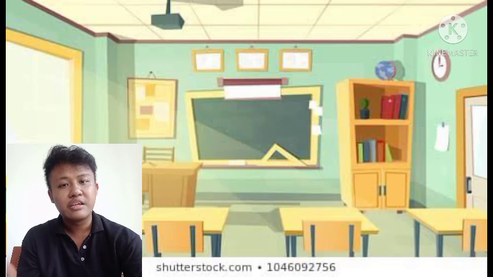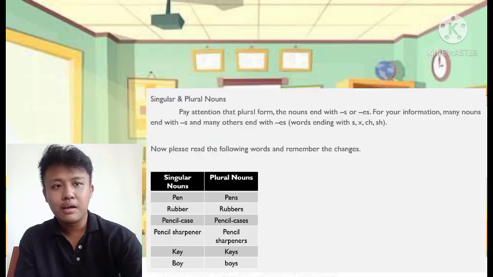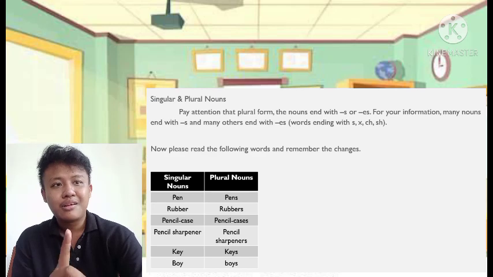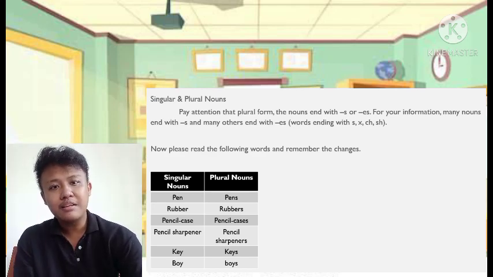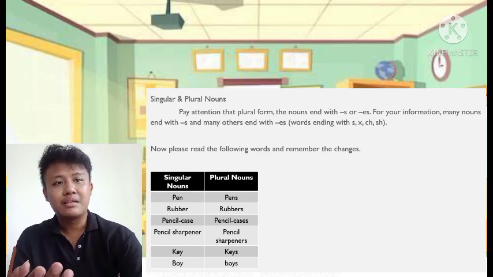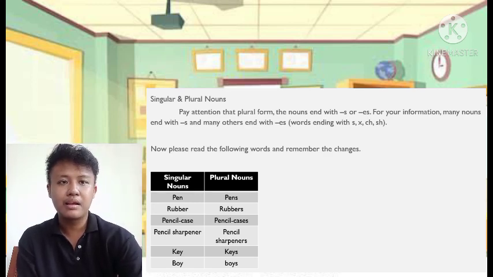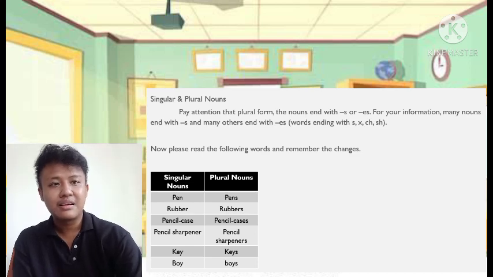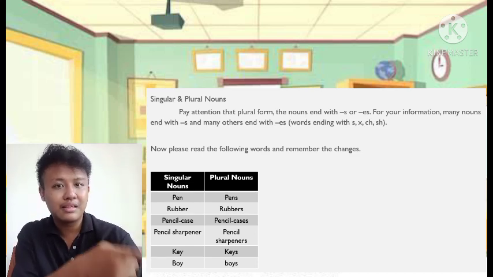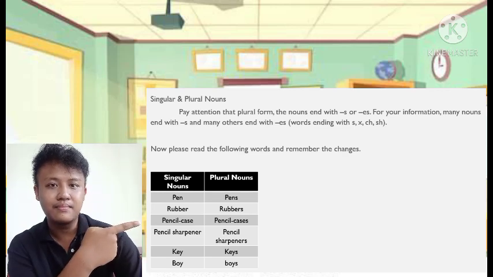Now, singular and plural nouns. Pay attention here that plural forms of nouns end with s or es. For your information, many nouns end with s and many others end with es. Words ending with s, x, ch, and sh take es. Now, please read the following words and remember the change. Look at the picture right here.